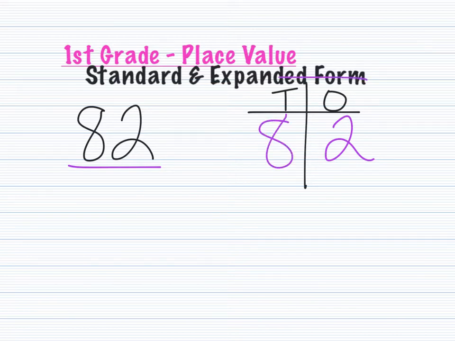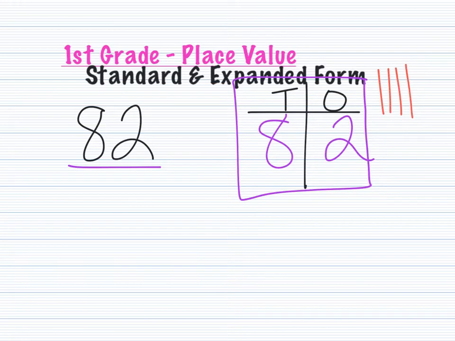I put it inside of my place value chart. Now I need to show it in place value blocks. So how many tens do I have? Excellent. 8. So let's draw 8. 1, 2, 3, 4, 5, 6, 7, 8. Okay, I've got my 8. And how many ones do I have? Good. 2. So 2 circles. 2 ones. All right, so now I have shown it in place value chart. I drew it in place value blocks.